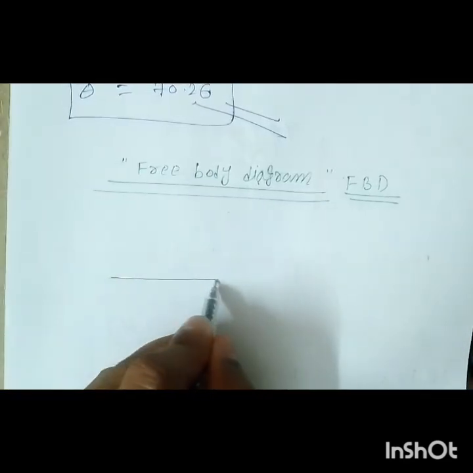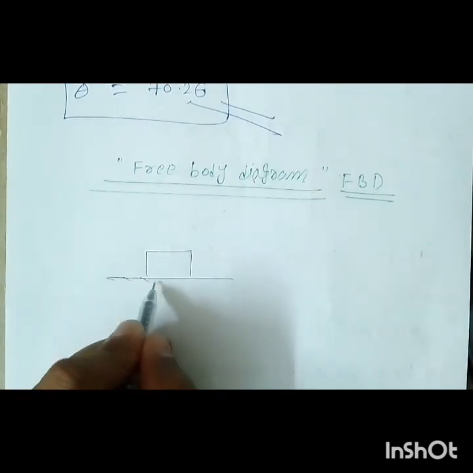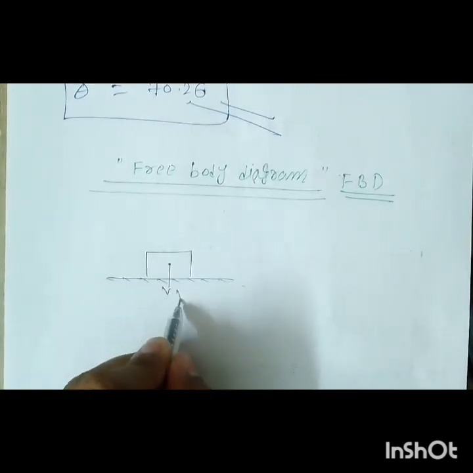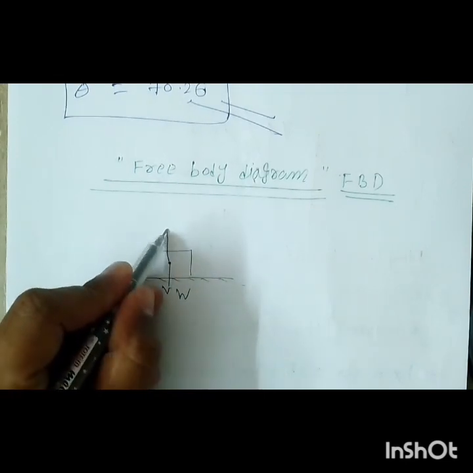Let's see a very fundamental, basic example first. You have a horizontal plane, and on the horizontal plane one block is kept. This block has weight, which acts in the downward direction. To balance this weight, a reaction acts vertically upward. You can show the reaction by N.